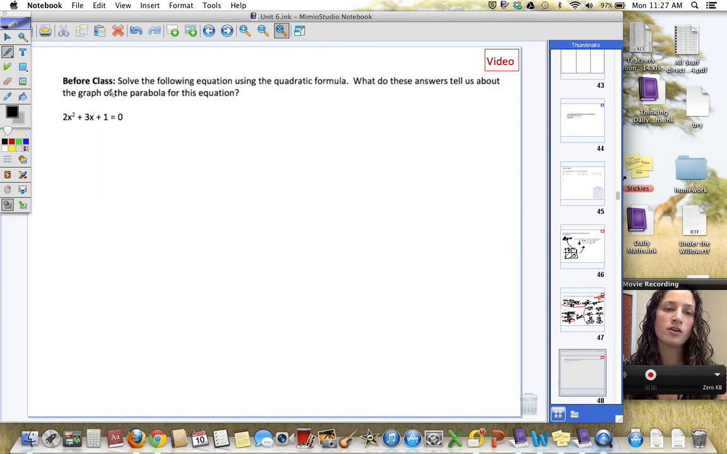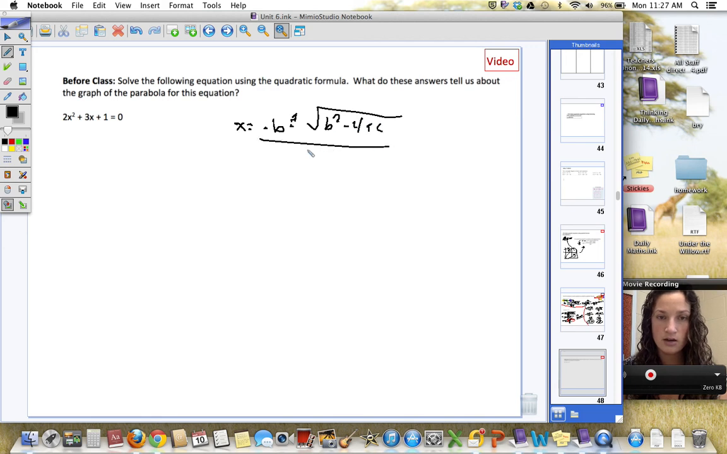So your before class problem, 2x squared plus 3x plus 1. You're going to solve this using that quadratic formula. So, you know, x equals negative b plus or minus the square root of b squared minus 4ac all over 2a. You're going to use this, and then once you get your answers, what does that answer mean? What does that even telling me?